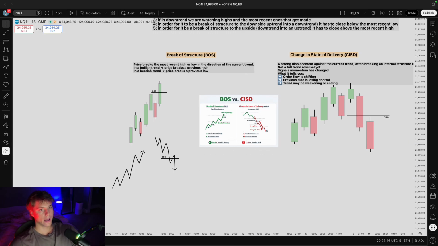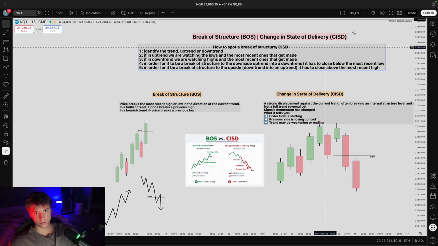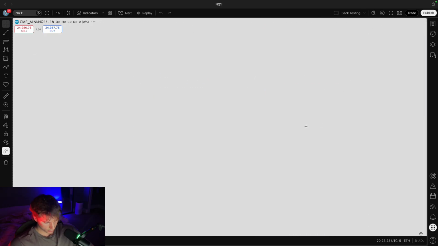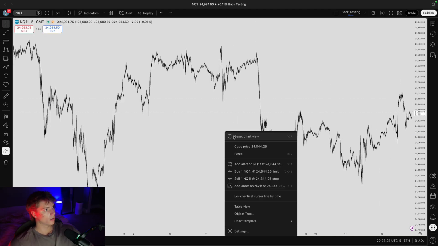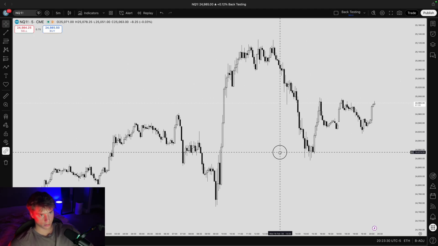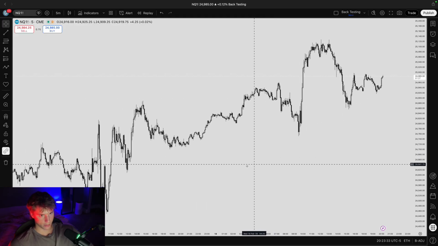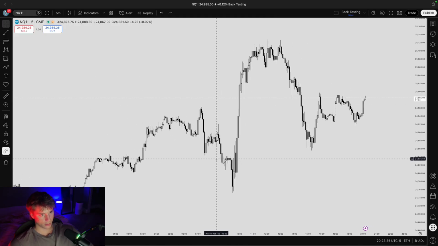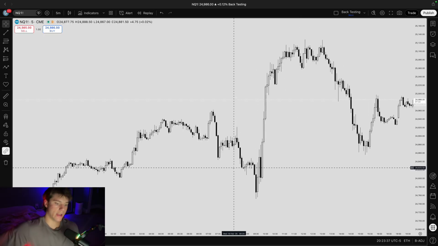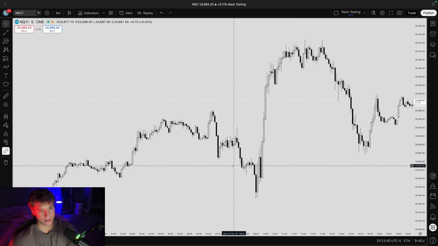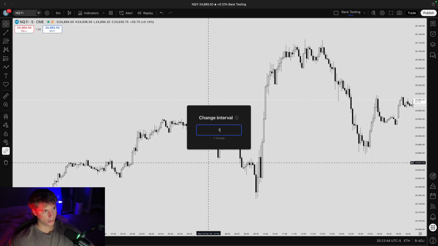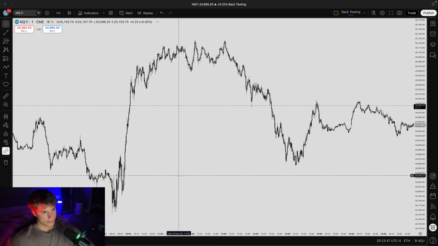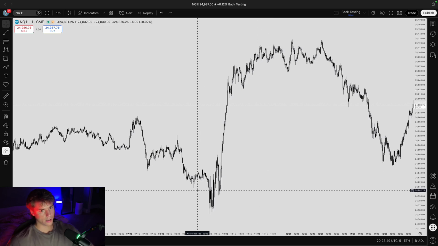So now that we saw that and you guys know what it is, we're going to go into the actual charts and look at these break of structures and change in states of delivery. So this is a perfect one that actually happened today. That is the reason I took my trade. So actually it'll be better on this time frame. We'll go on the 5 minute.